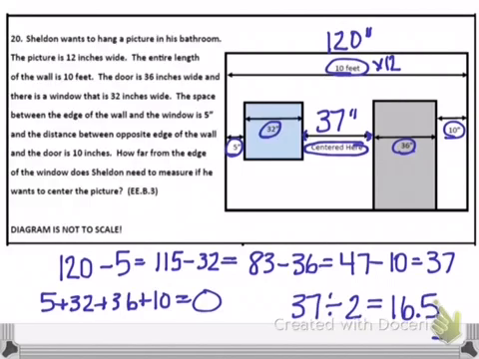I think that that is an incorrect answer. I think I just told you all a big fat story. It should be 18.5. All right, that looks better. 18.5 inches. Sorry for the confusion, guys.